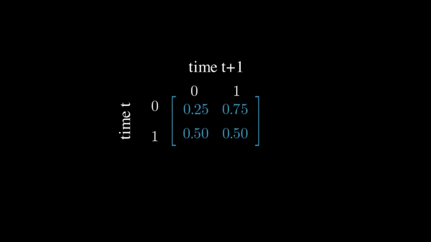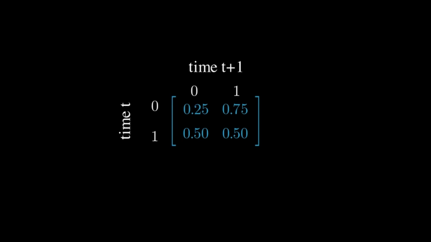So what do the numbers in the matrix mean? Let's look at the first input, 0.25. It means given we have 0 at time t, there is a probability of 0.25 that we will end up at 0 at time t plus 1. And for 0.75, it means given we have 0 at time t, there is a probability of 0.75 that we will end up at 1 at time t plus 1. And you can apply the same logic to the rest of the numbers.